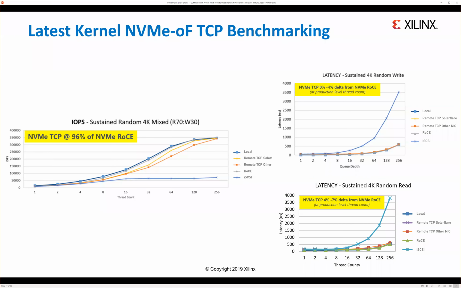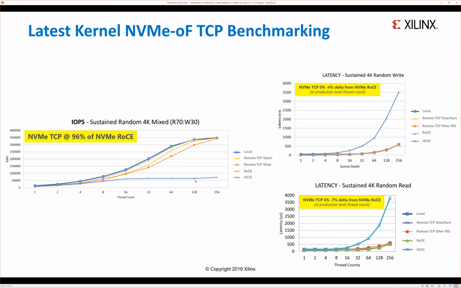So what we did here, if you look at any one of these three diagrams, we're looking at both IOPS, which is on the left, and latency, both write and read, on the right-hand side. The comparisons that we ran were: direct attached storage, highlighted in one of the blue colors. Then we ran the kernel plugin on the Solarflare adapter, now owned by Xilinx. We ran it on a competitor's NIC, and then we ran RoCE on a competitor's NIC, and then we ran iSCSI just for grins.